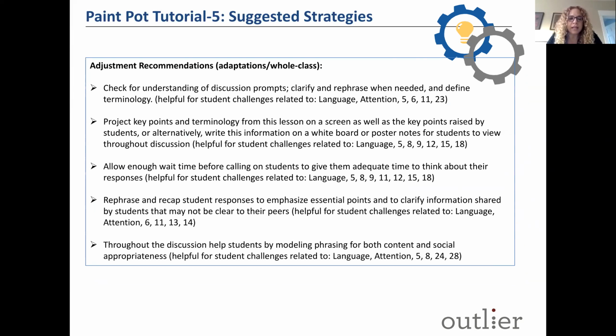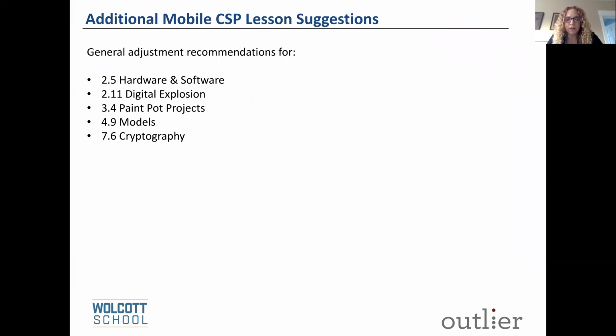If there's a lot of content being discussed, especially in a final discussion like this, you might want to project the key points and terminology from the lesson, just so that it's present, and you could highlight those. So you're providing a visual reinforcement to this review of the content, allowing enough wait time for the students, and again, helping them to rephrase and recap for others, and then to continue modeling phrasing. So I think that's it for that.